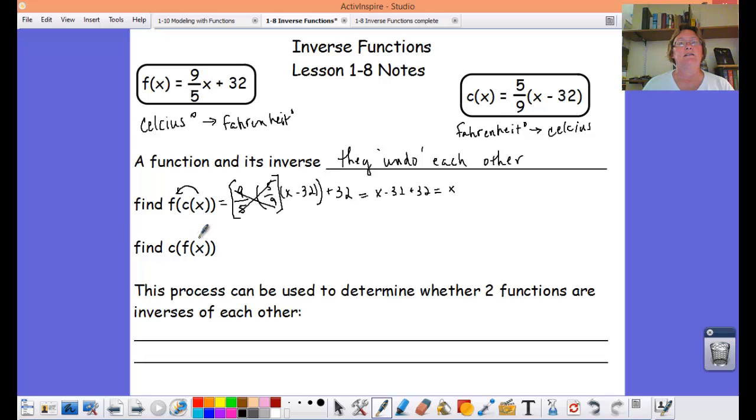Now I'd like you to practice a little bit more composing. This time we want to go the opposite direction. So we want to put the f function, all this business, in place of that x and work it out. I'm going to ask you to pause the video and do that right now.